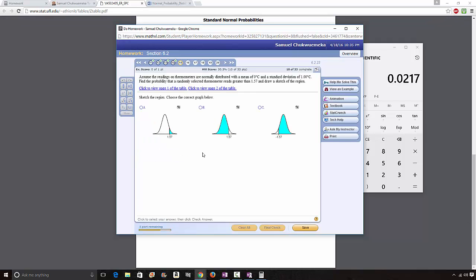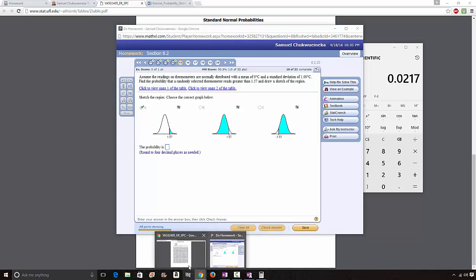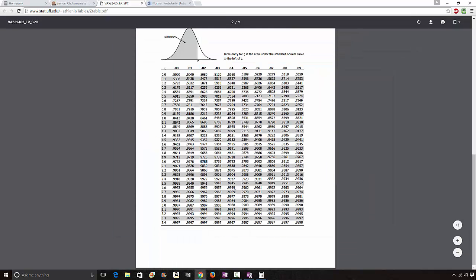Next question. Here it says greater than 1.57, and that is this. This is still a standard normal distribution table. The mean is 0 and the standard deviation is 1. Now, for the probability, make sure that you subtract from 1. We are going to read it, and we have to subtract from 1 this time.